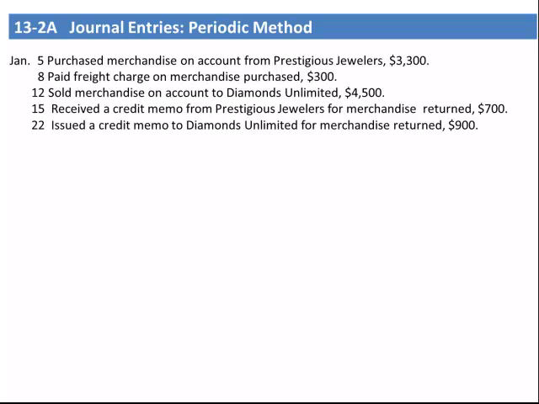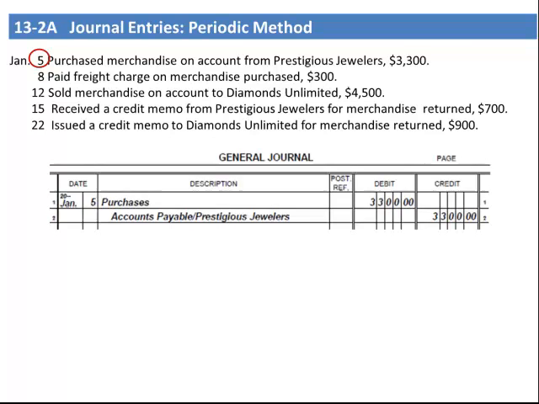When we purchased some merchandise on the 5th, we're going to use our account called purchases. Purchases is a cost that's going to show up on our income statement that helps us calculate our cost of goods sold. And then we're going to credit our accounts payable account and then further credit our supplier, Prestigious Jewelers, for the $3,300 that we now owe them for the jewelry that we purchased.